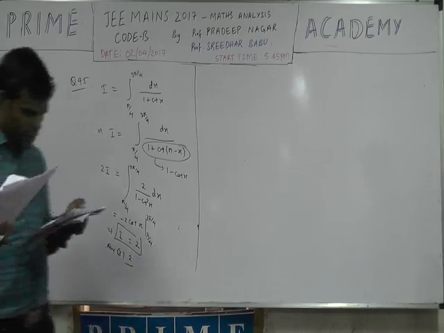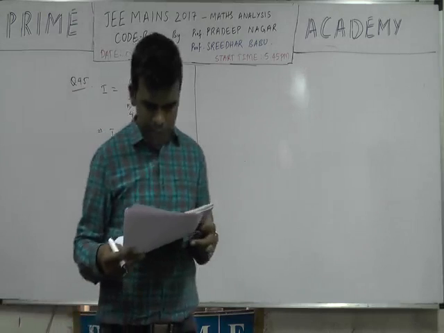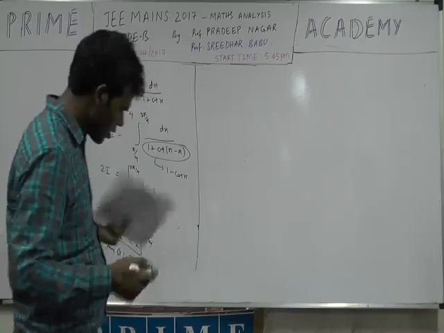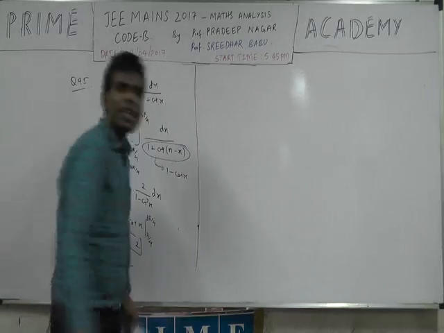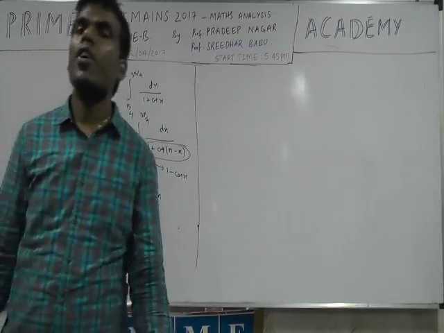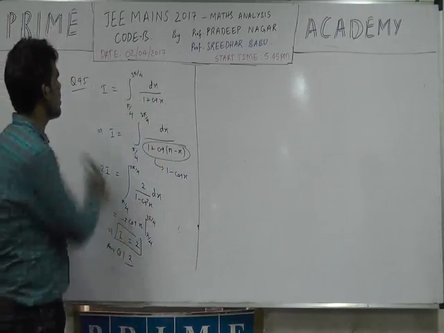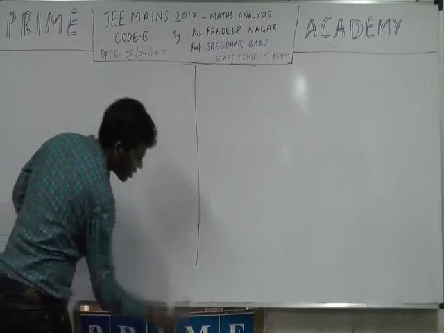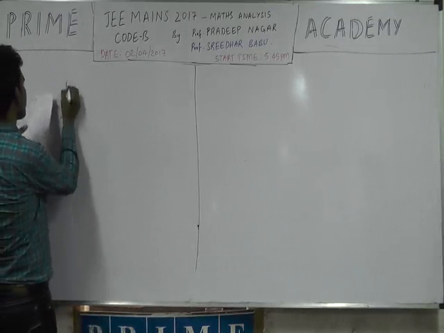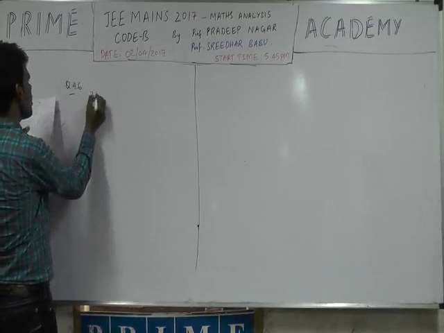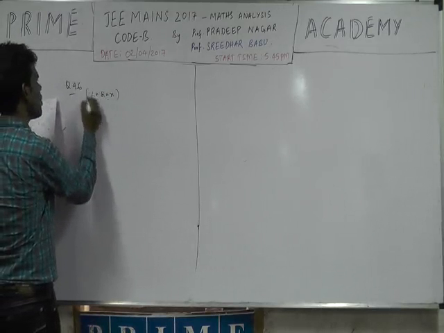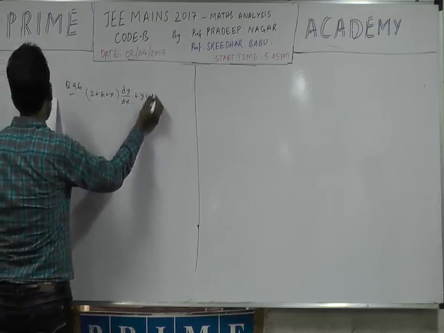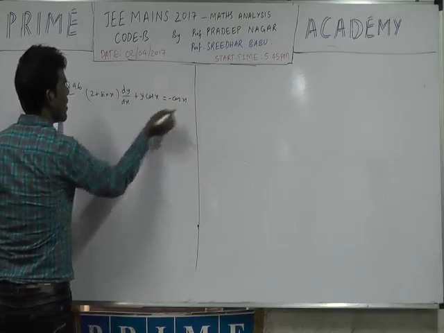Okay, next is question number 46, which is a standard question on differential equations. You can say it is a variable separable differential equation, or you can also call it a linear differential equation. It is a standard board level question. 2 plus sin x into dy upon dx plus y into cos x equal to minus cos x. You can write it like this.